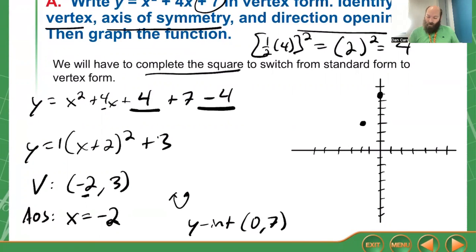From there, thanks to symmetry, I'll put that right there. We'll go 1, 2 from here. So then I'll go 1, 2 over here. So the point negative 4, positive 7 is also on this graph. And there's my quadratic.